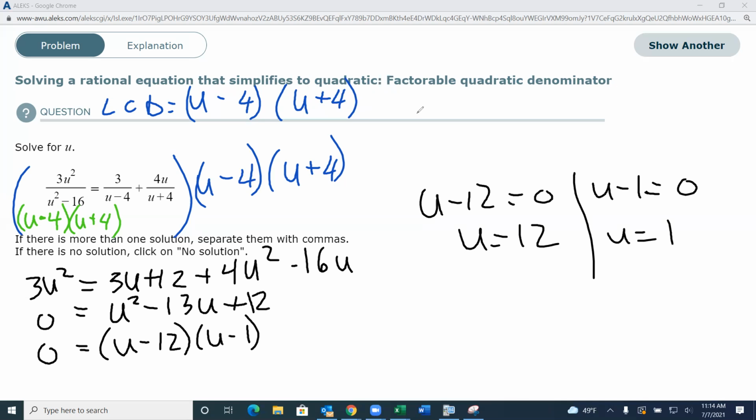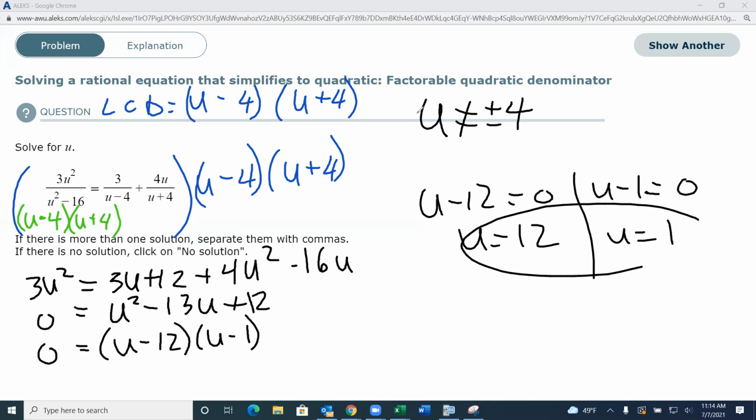Okay. But do those answers work? I've got variables in the denominators, so I have to check it. Well, I can tell by looking at the denominators that the numbers that are out of bounds are positive and negative 4. Okay, well, my answers weren't positive or negative 4, so everything should be fine. Okay, but still a good idea to plug in the 12 and the 1, just to make sure.